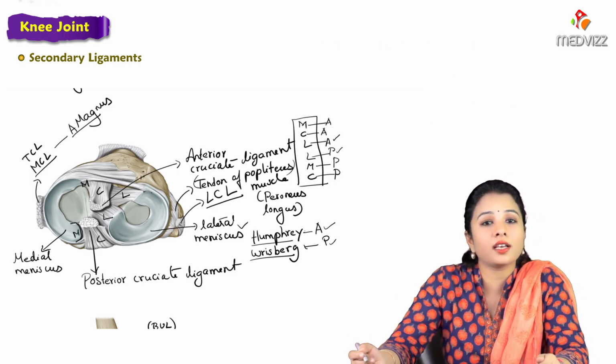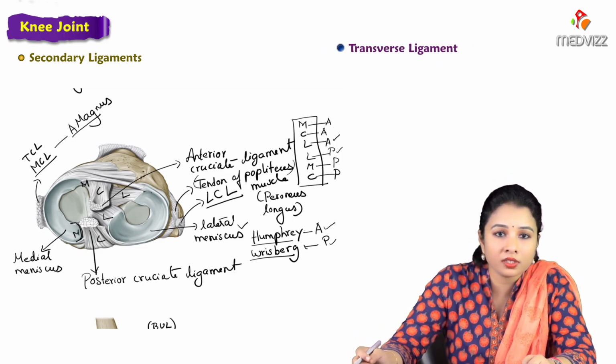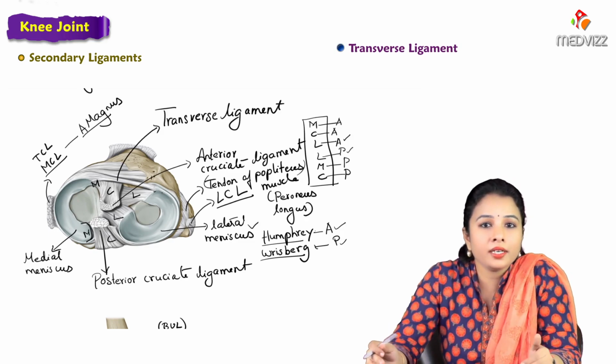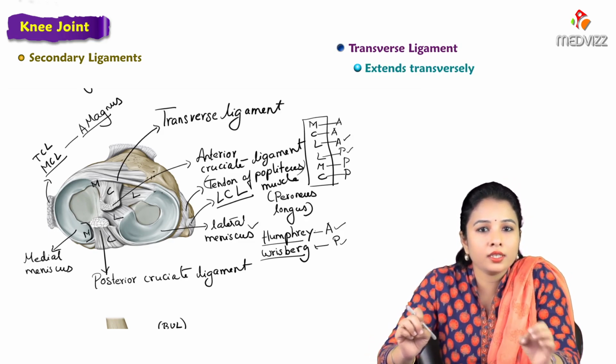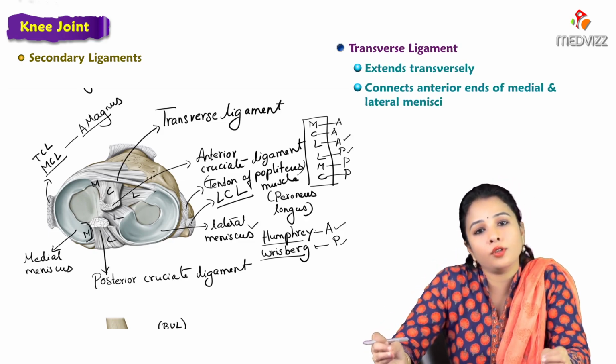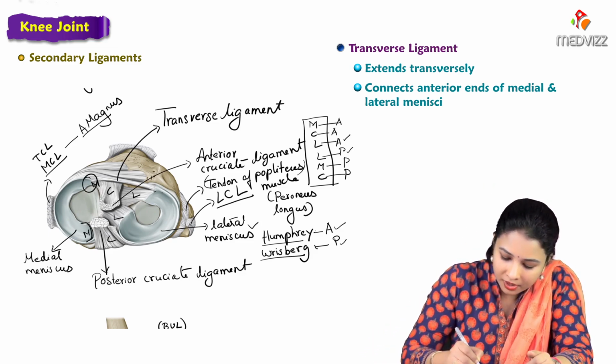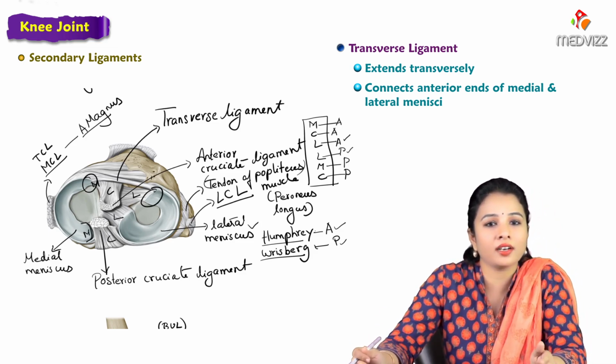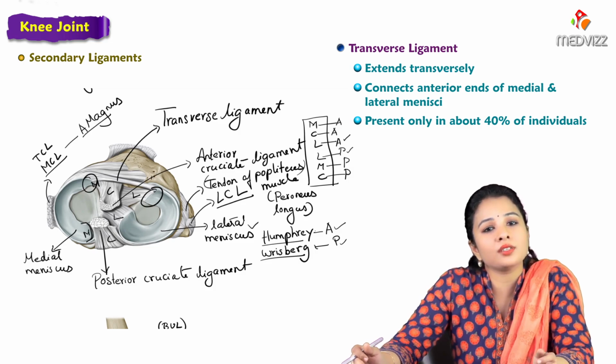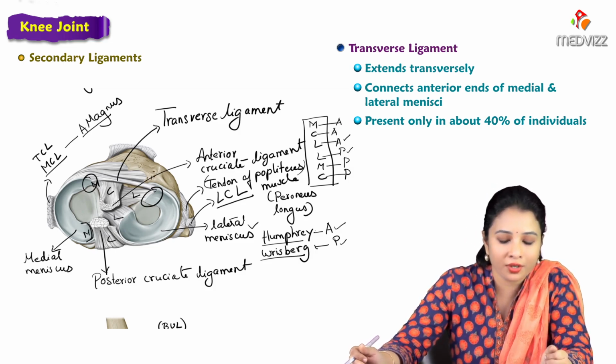The next accessory ligament is the transverse ligament. It extends transversely and connects the anterior end of the medial and lateral menisci. So this is the anterior end of the medial meniscus, this is the anterior end of the lateral meniscus, which are connected by the transverse ligament. It is present only in 40% of individuals.